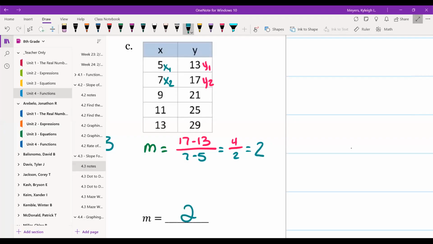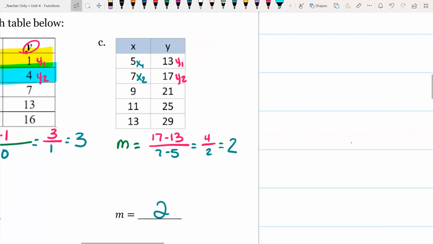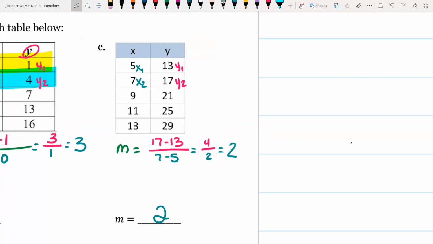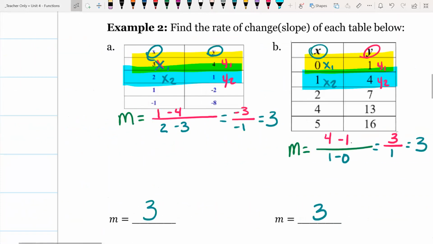All right, so hopefully you got 2 as your answer. If not, check your work. Okay, so let's go to the next page, the back page.